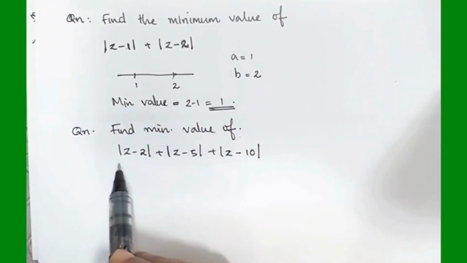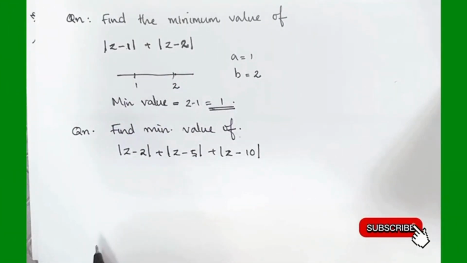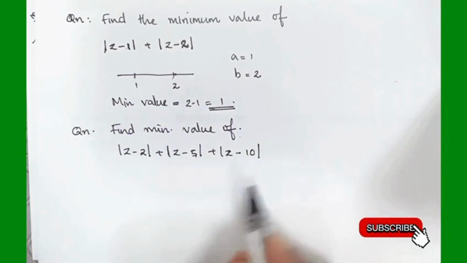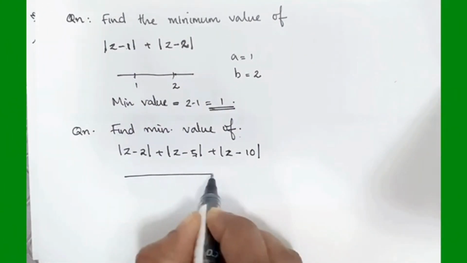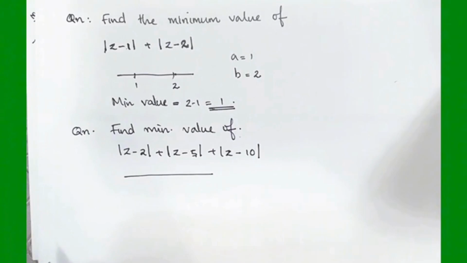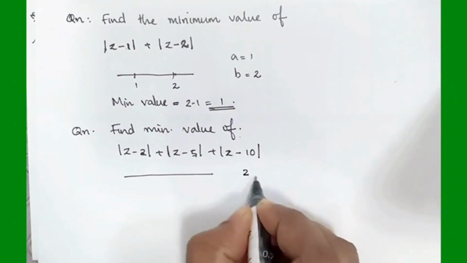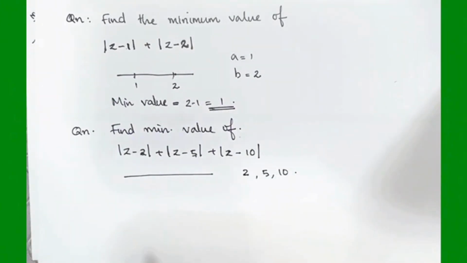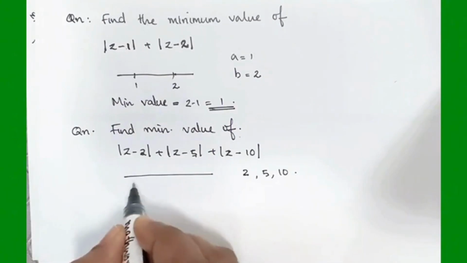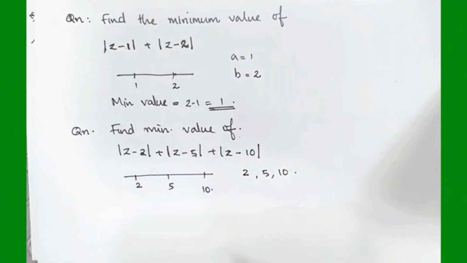Find the minimum value of modulus of z minus 2 plus modulus of z minus 5 plus modulus of z minus 10. Here you can see there are three values given, but the steps remain the same. So first draw the number line and mark the points on the number line. The given numbers are 2, then the second number is 5, and the third number is 10. Mark them on the number line. So 2 comes first, 2 here, then 5 here, then 10 here.